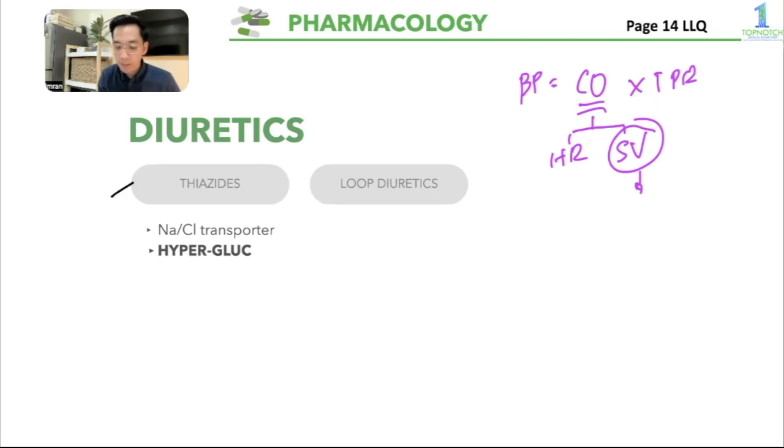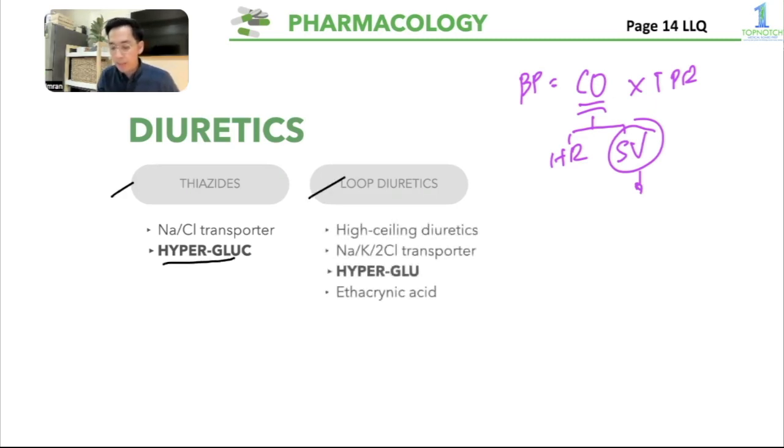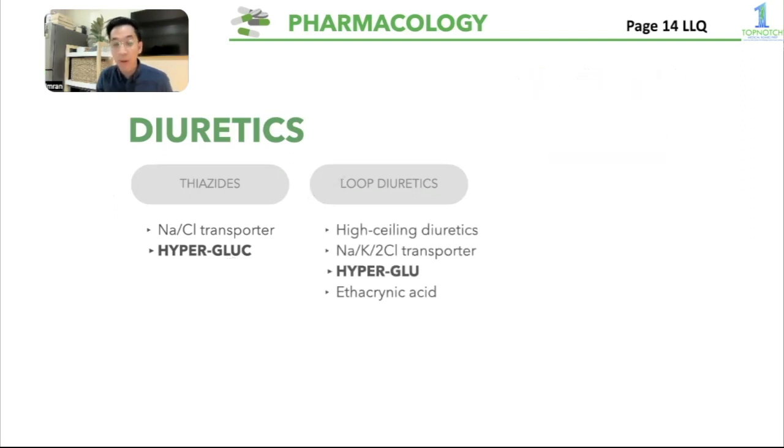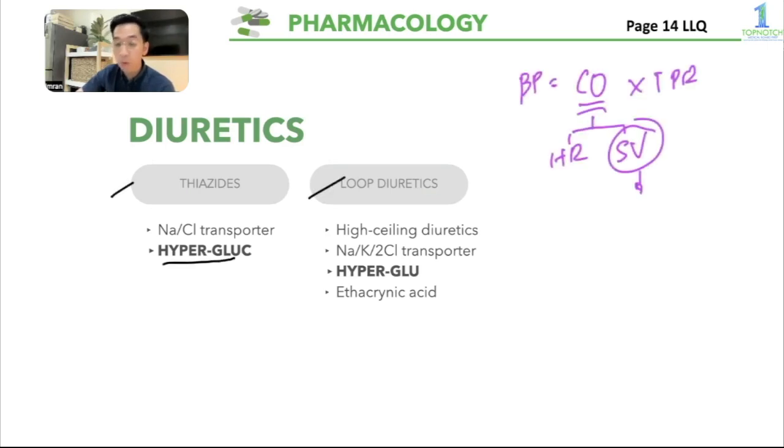Our thiazide diuretics and your loop diuretics. The thiazide diuretics include hydrochlorothiazide, indapamide. And then your loop diuretics, they are the high ceiling diuretics. They are very strong, they can cause very strong diuresis, they will make the patient urinate a lot. The main difference between the two is their location.